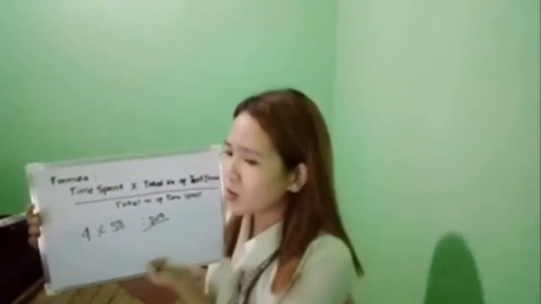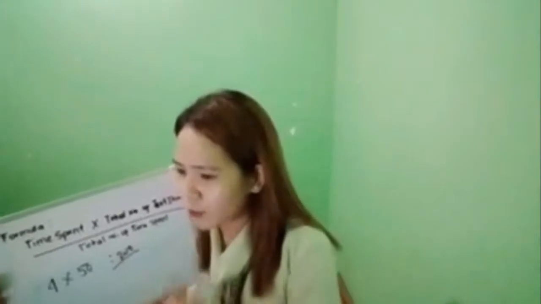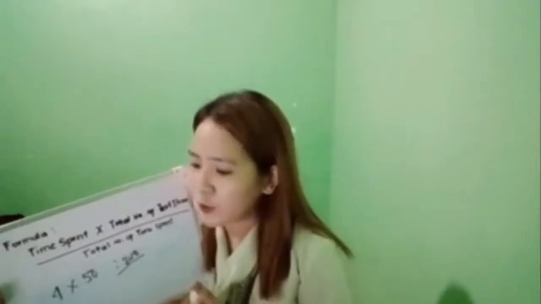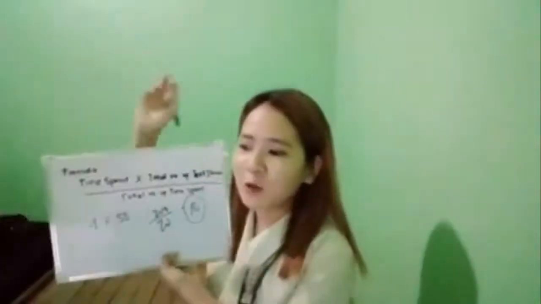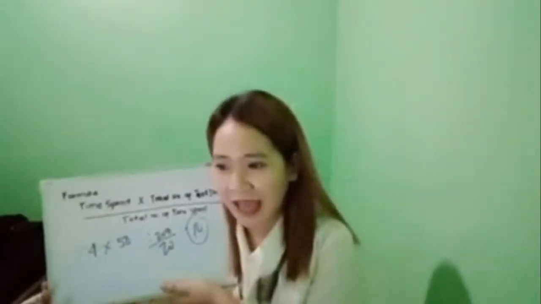So, i-divide natin yung 200 sa total number of time spent. Ilan yung total number of time spent? Pag ipinag-plus-plus natin to, 4 plus 4, 8. 8 plus 4 is equals to 12, plus 2, 14, plus 2, 16, plus 4 is equals to 20. So, 200 divided by 20 is equals to 10. Kaya nakuha yung 10 doon sa number of items na nakalagay.